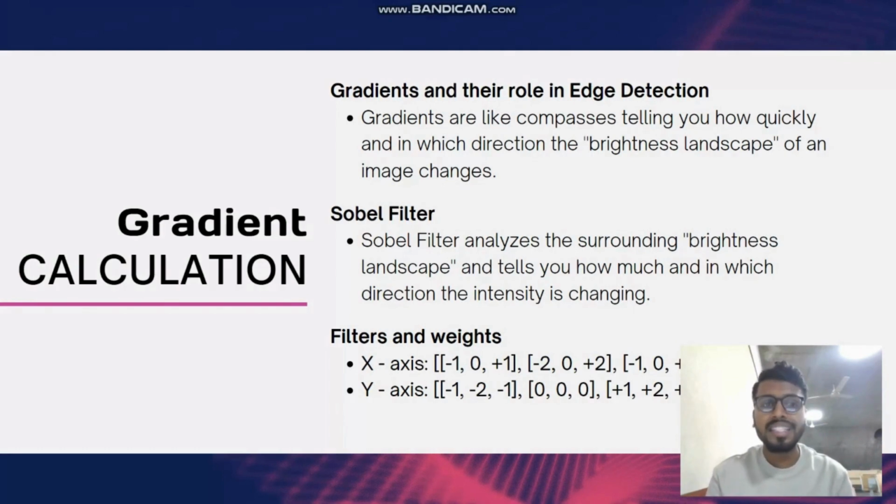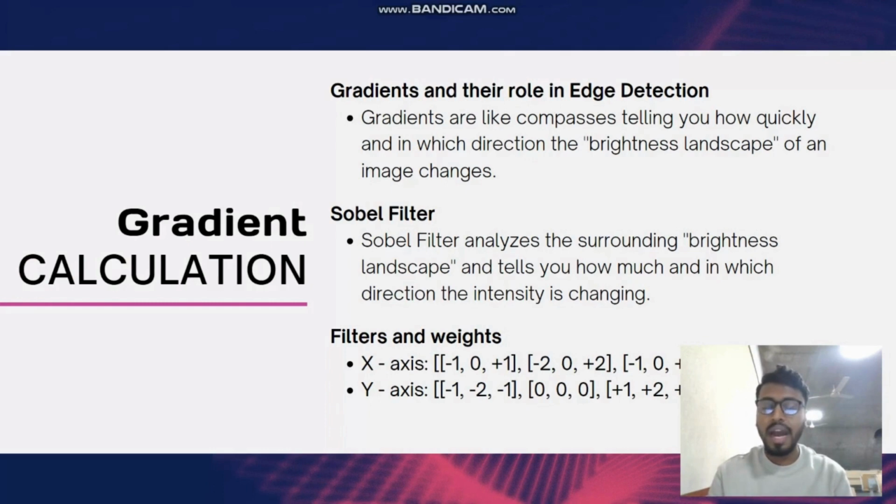First of all, what are gradients and what role do they play in the process of edge detection? So, gradients are like compasses telling you how quickly and in which direction the brightness landscape of an image changes. The way we are doing gradient calculation in our algorithm is by using the Sobel filter. A Sobel filter analyzes the surrounding brightness landscape and tells you how much and in which direction the intensity is changing. The following filters and weights were used to carry out gradient calculation.